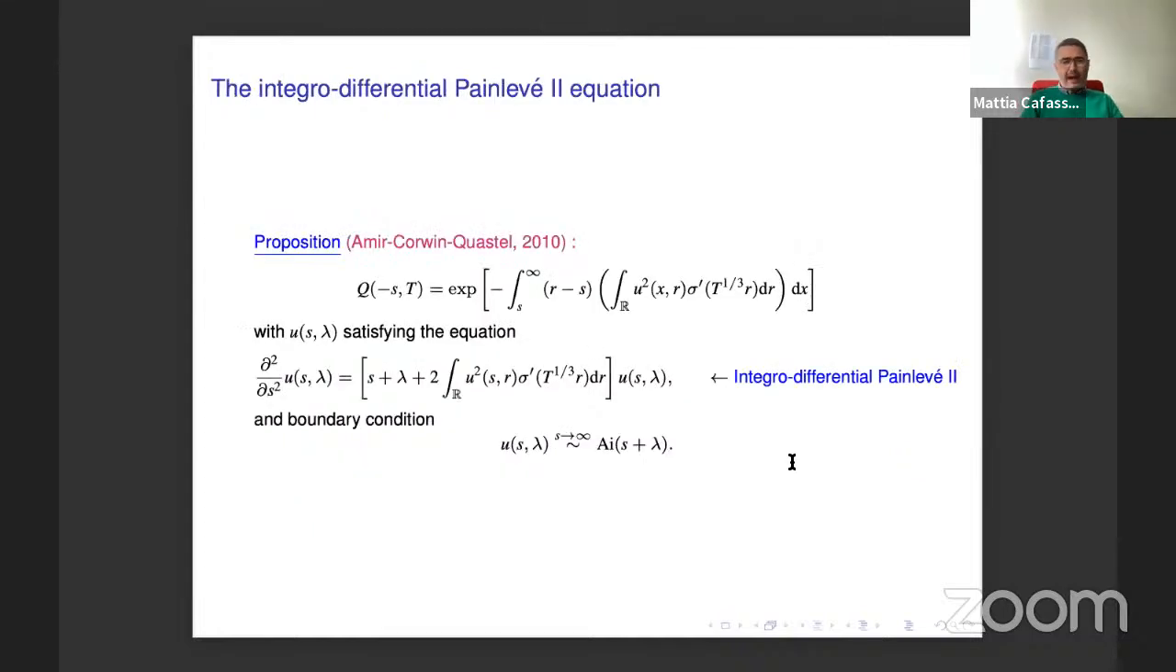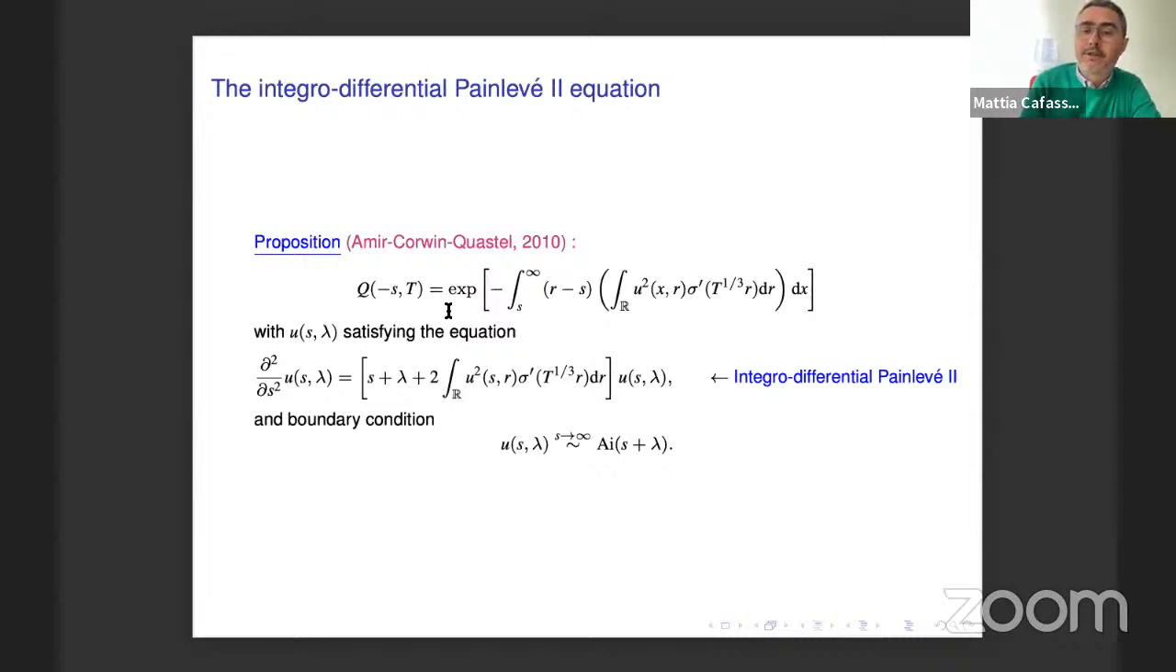And I will not speak about KPZ, but in this paper, in which they studied the narrow wedge solution of the Kardar-Parisi-Zhang equation, Amir, Corwin, and Quastel had this very interesting Tracy-Widom type formula that relates this Q to an integro-differential version of Painlevé 2.